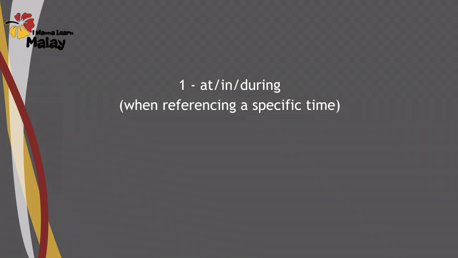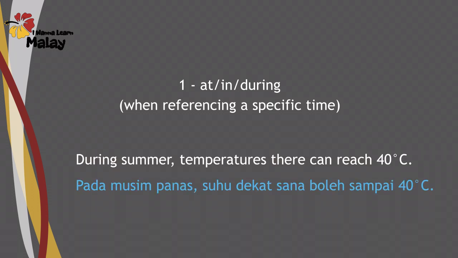It can also refer to a season. During summer, temperatures there can reach 40 degrees Celsius. Pada musim panas, suhu dekat sana boleh sampai 40 darjah Celsius. So here, pada is used for the word during. So in any references to a point of time, we use pada before the time itself, whether it's the year or a month or a season, like this sentence.